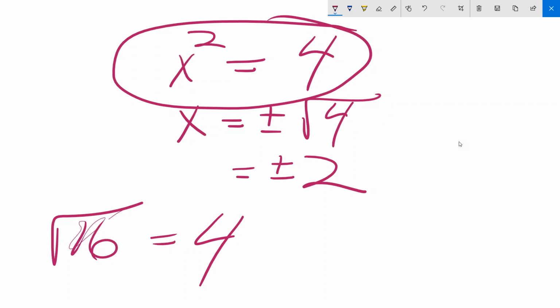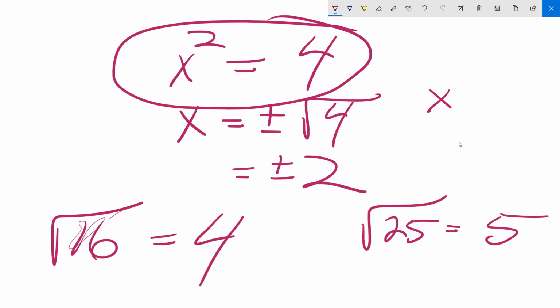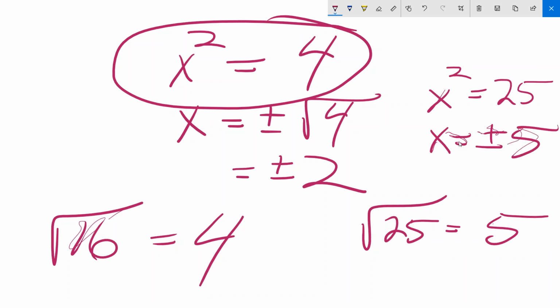Okay. You see the distinction? And it's strictly convention. In other words, when we write radical 25, we mean the positive square root of 25. We don't mean plus or minus 5. However, if I'm solving an equation and I have to solve for x, that is plus or minus 5.